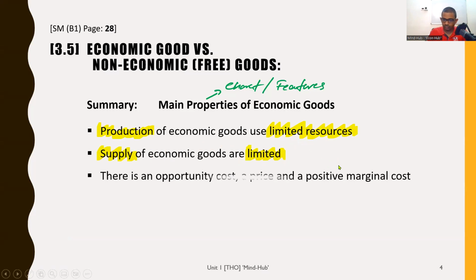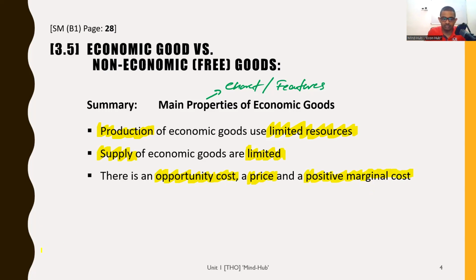Then thirdly, there is an opportunity cost, very important, opportunity cost. Yes, there is a price. Whether it is always given at a price or not is a different matter. So there is a price and we can find the price, and there is a positive marginal cost. The word positive, remember, we learned about this when we did opportunity cost. When we want to say there is an opportunity cost, we say positive. So for economic goods, opportunity cost is positive, marginal cost is positive.